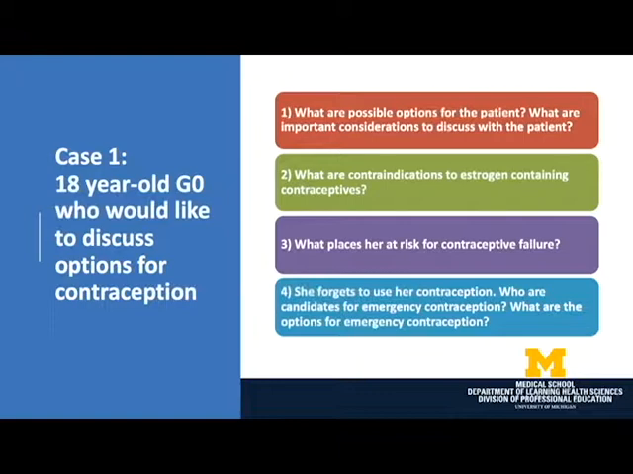That kind of thing, right? What would put her at risk for failure? Why might she not be able to have an estrogen-containing contraception? So you can see that all of these questions are application and they're inquiry-based because you're asking the learner to utilize information that they should already have at their knowledge.